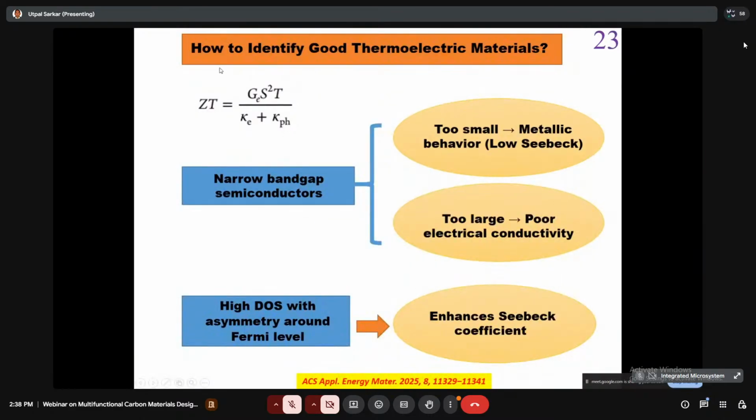Now, how do you identify a material to be a good thermoelectric material? For that, we have to calculate ZT, which is calculated through this formula. S is the Seebeck coefficient, T is the temperature. This is the electronic part of thermal conductivity and the phononic part of thermal conductivity. To increase the ZT, you have to increase either G or S, or you have to decrease this K_e or K_ph.